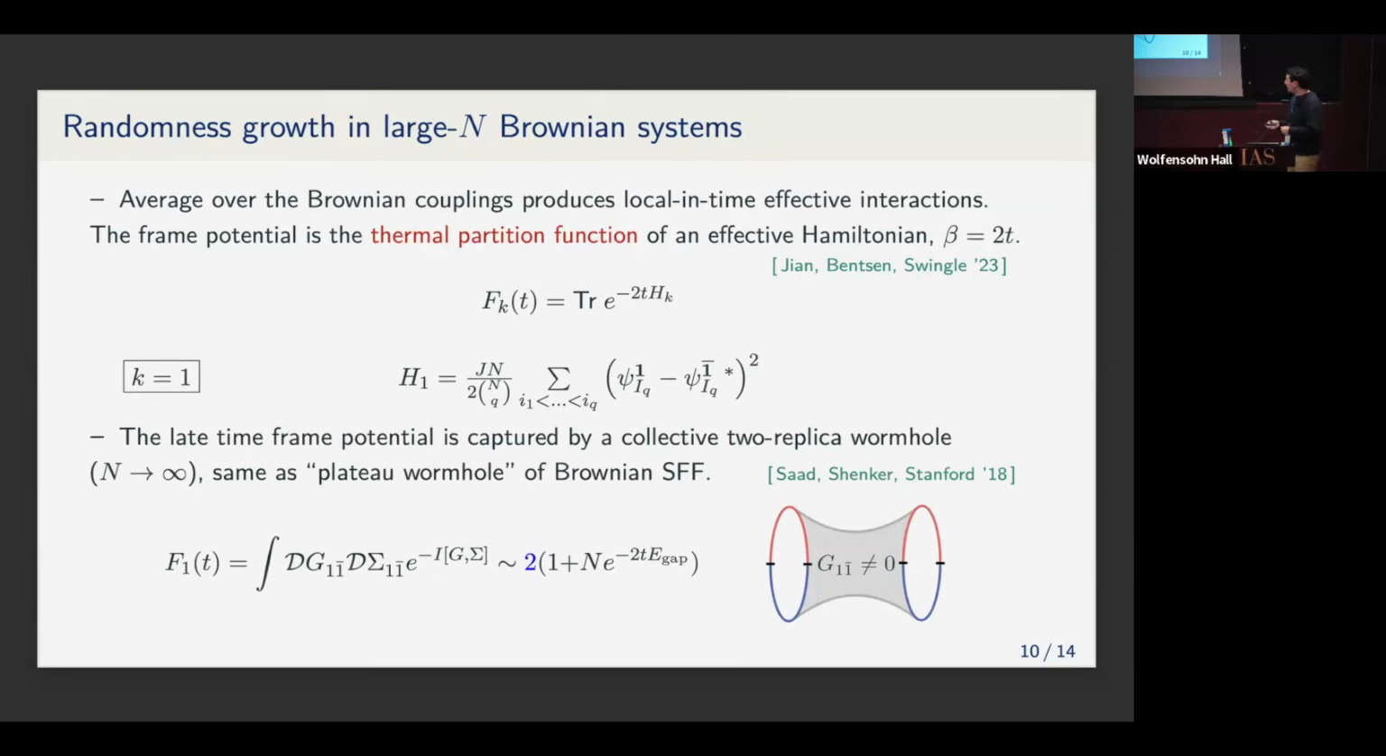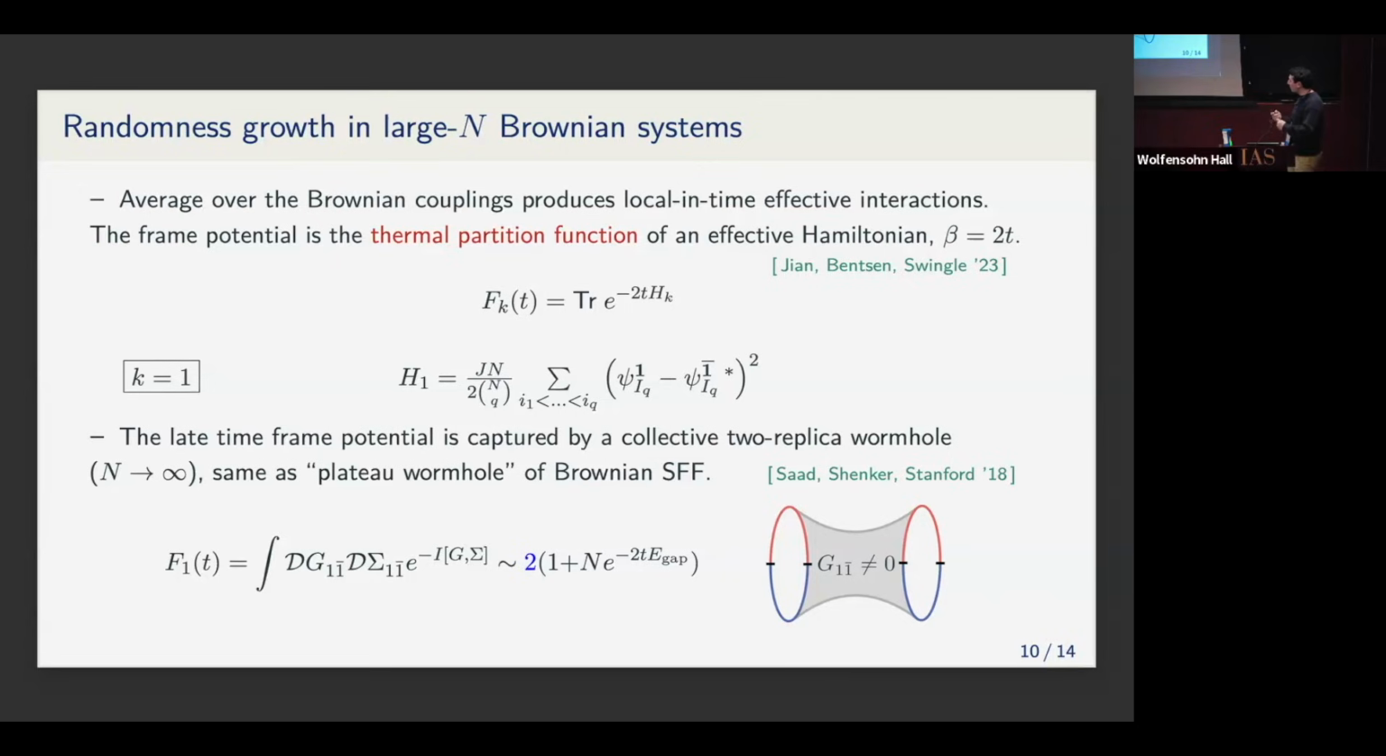But what is more interesting for us is that this frame potential, F1, can be evaluated in the large n limit using the G and sigma variables of SYK and doing a saddle point approximation within these variables. In particular, what will be relevant for us is the late time value of this first frame potential, which corresponds to the contribution to this thermal partition function coming from the ground states and first excitations of this effective Hamiltonian. It turns out that this contribution is captured in the large n limit by a saddle point of the G and sigma variables, which has inter-replica connectivity, and in this sense is a wormhole.